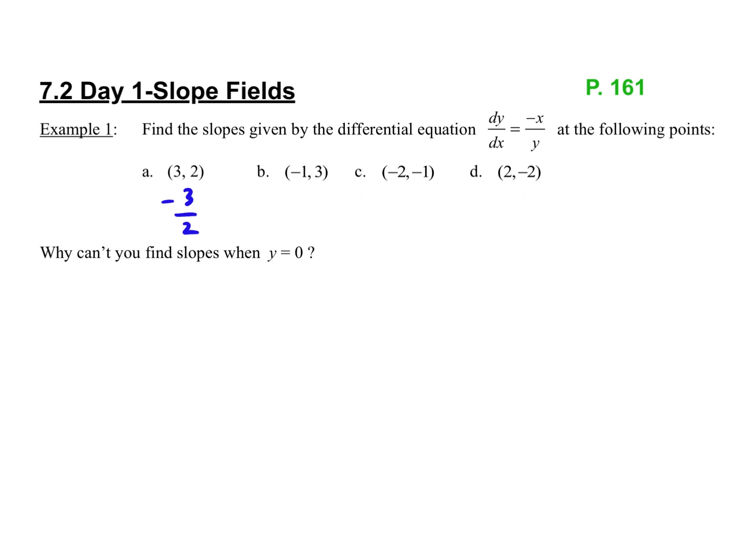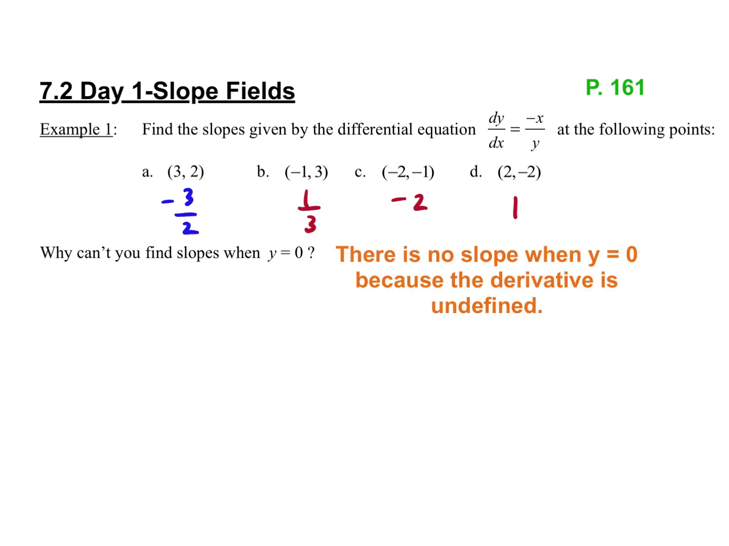And then we'll talk about this question, why you can't have slope at y equals 0. Okay. So, of course, when I plug negative 1 in for x, that becomes positive. y is 3, so that's 1/3. This is 2 over negative 1, and this is negative 2 over negative 2. So these are the slopes that you should have gotten, okay? The question is, why can't you find slopes when y equals 0? Y can't be in the denominator. This would be undefined, so there will be no slope. There'll be no little tick mark whenever y equals 0, because the derivative is undefined.